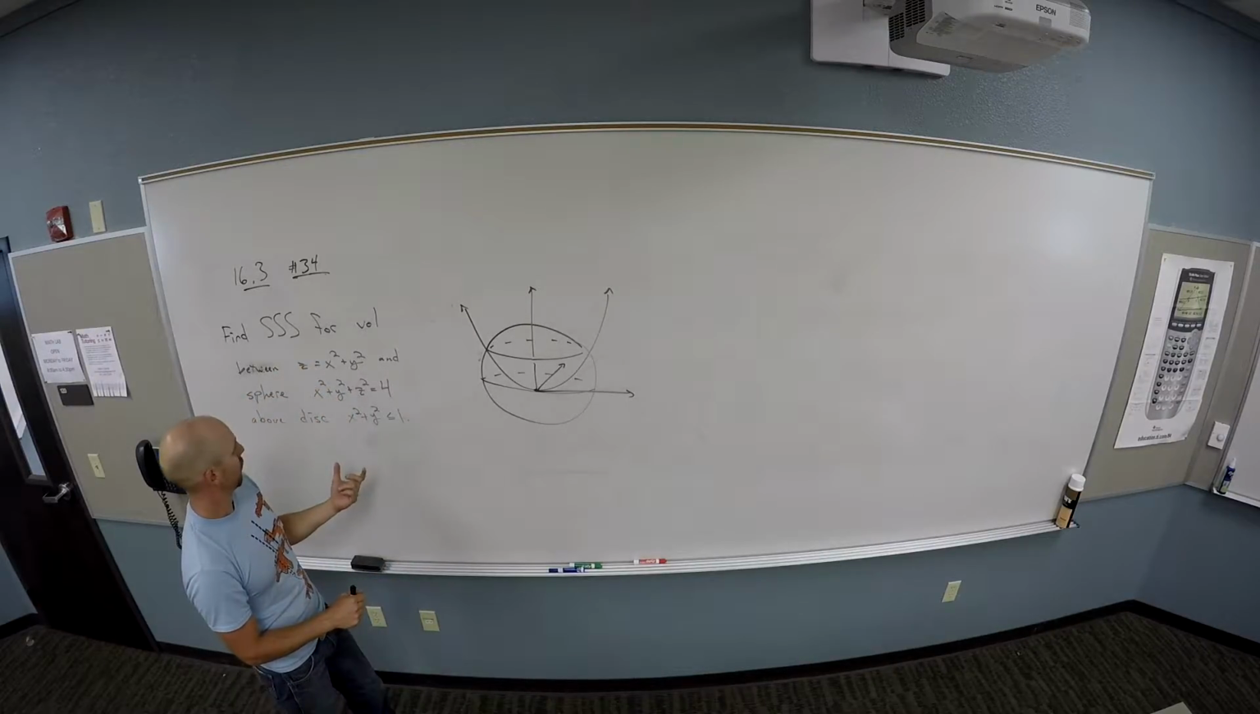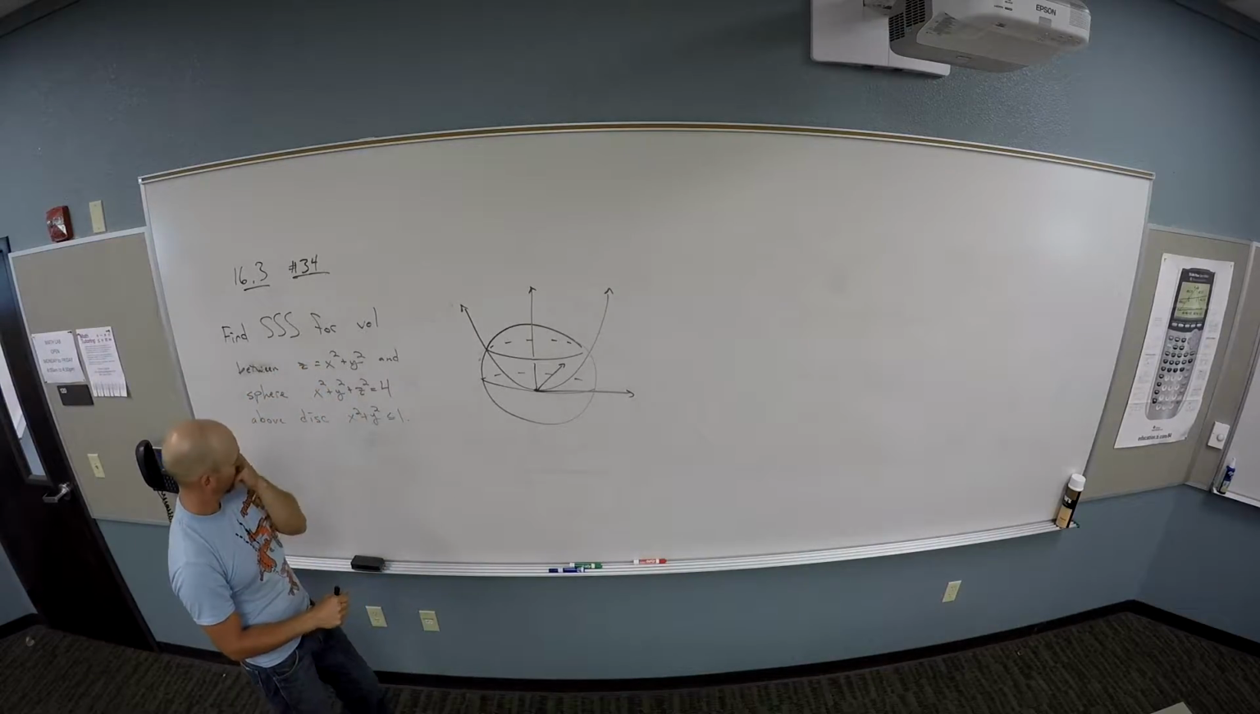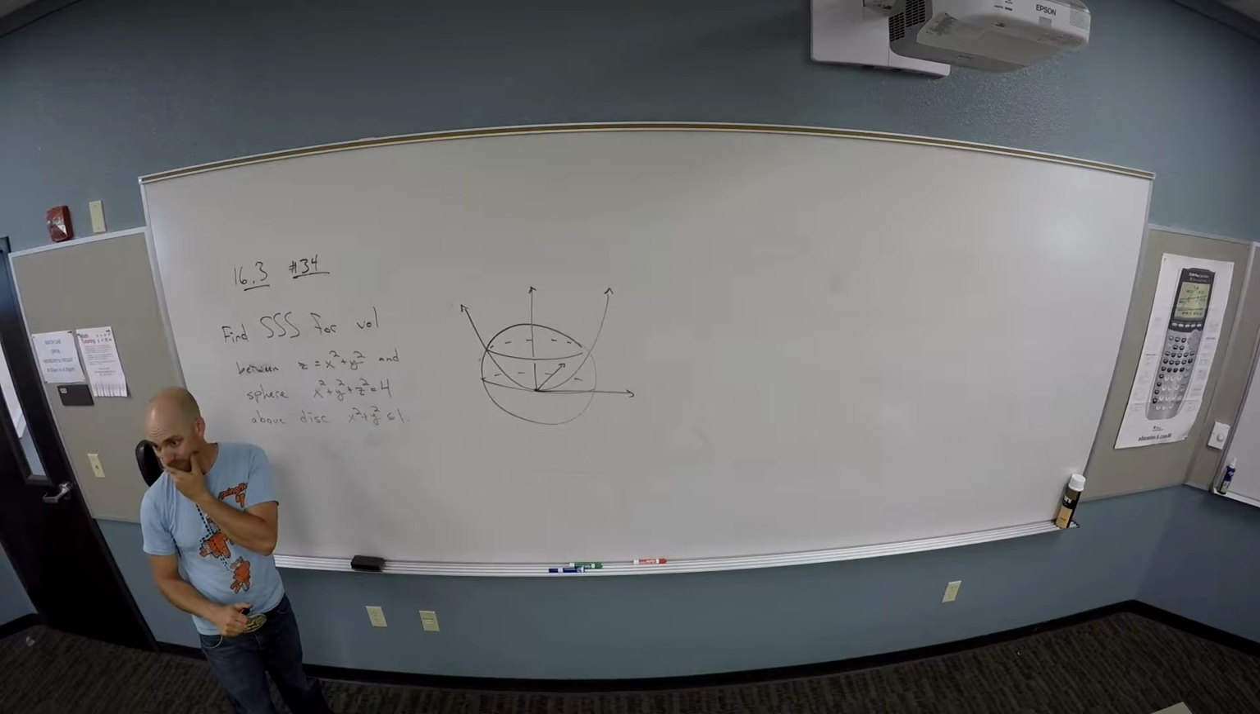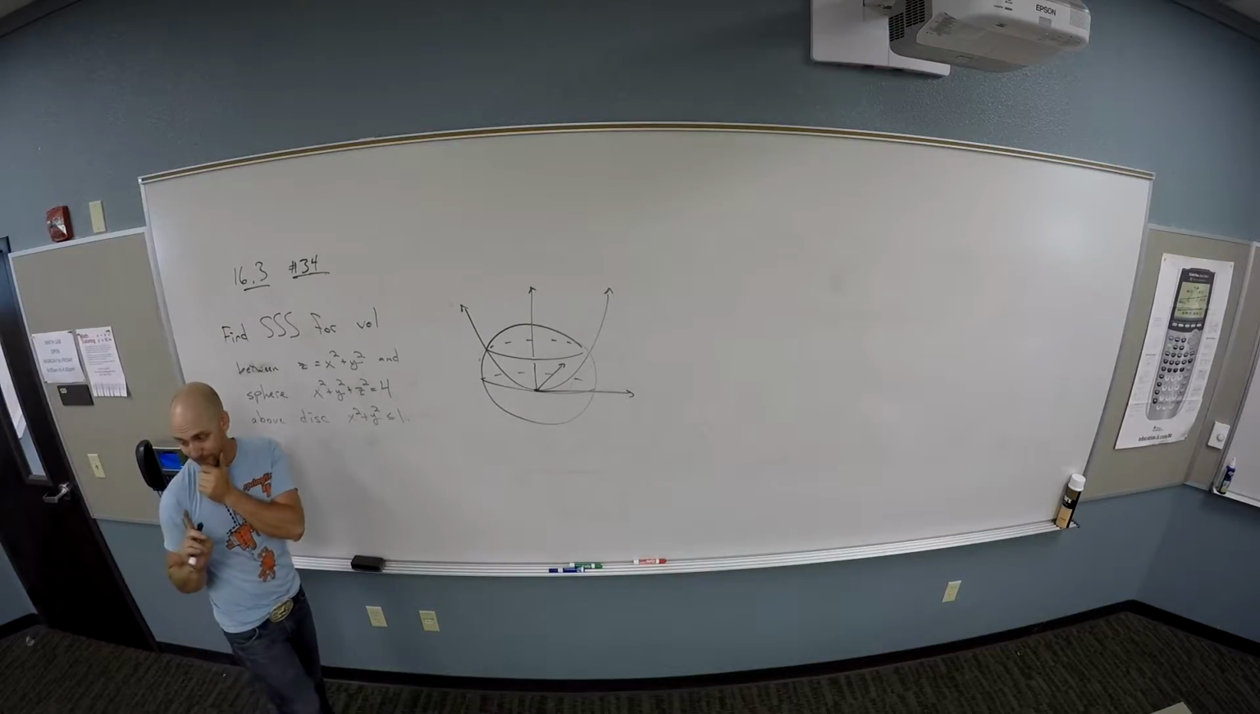But it's going to be centered on the axis. Maybe it might be smaller, it might not be. It should be less than 1. How about we find out where the paraboloid and the sphere intersect?